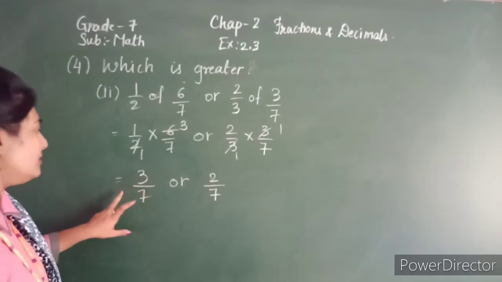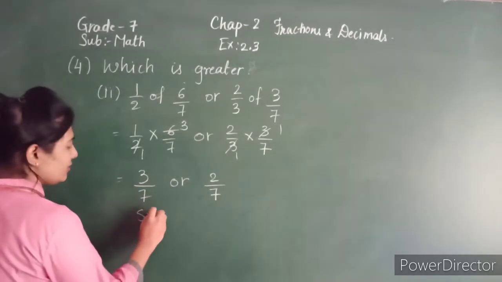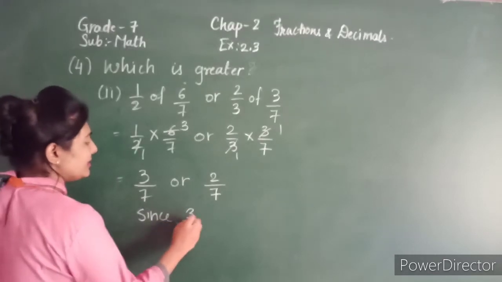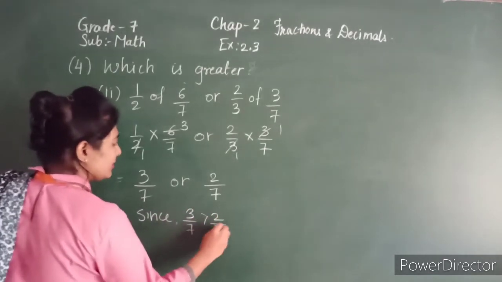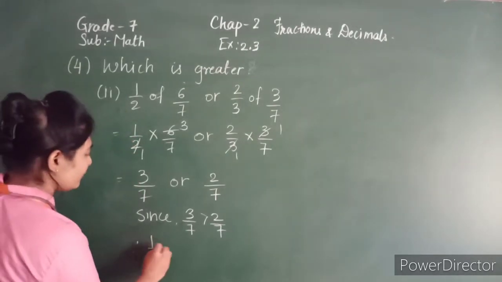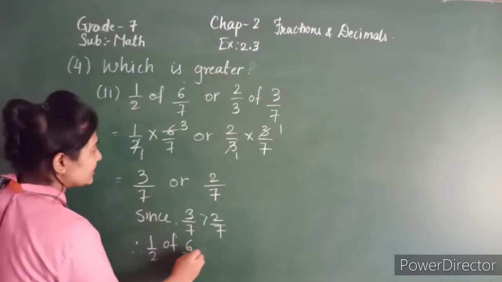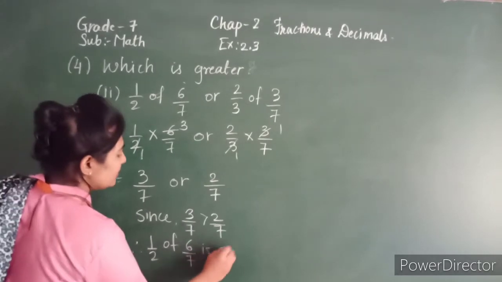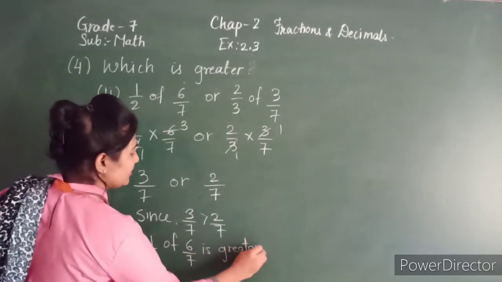So which one is greater? 3 by 7 is greater. Therefore, this first number is greater. So 1 by 2 of 6 by 7 is greater.